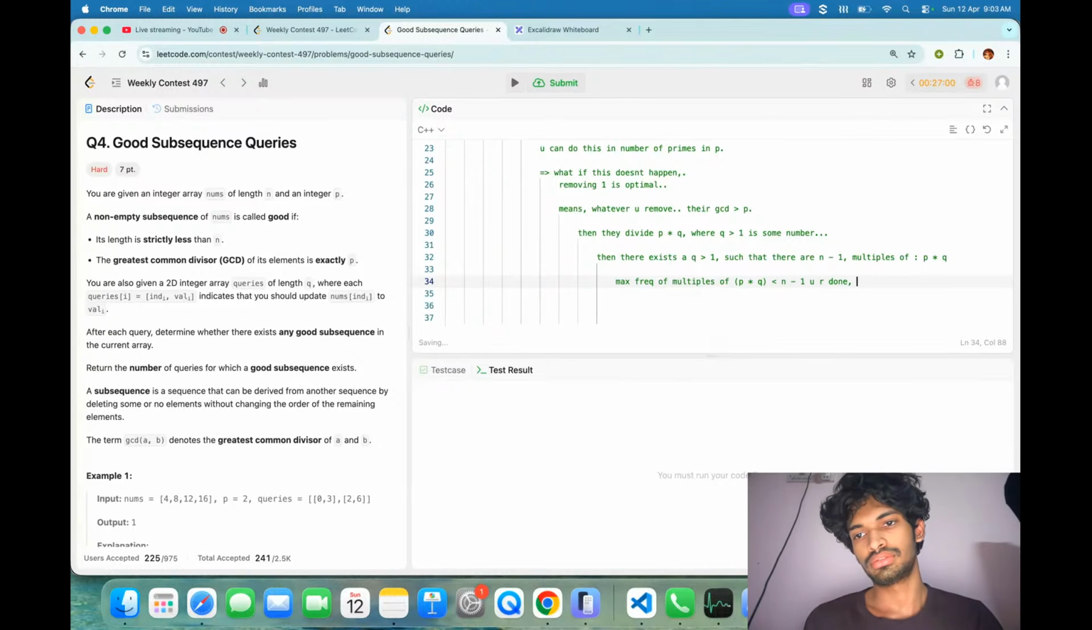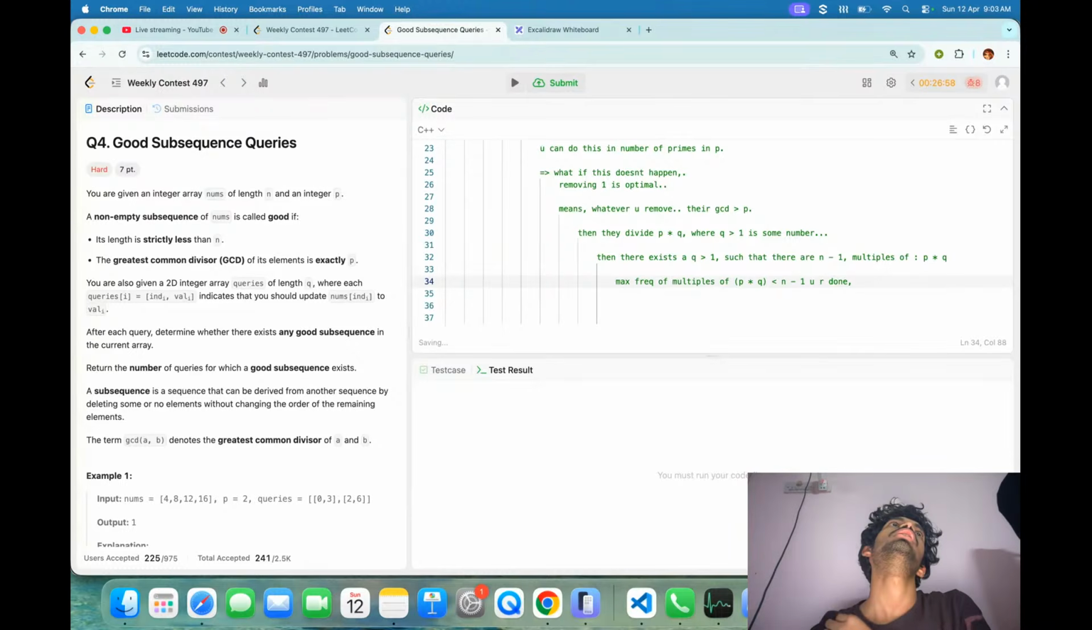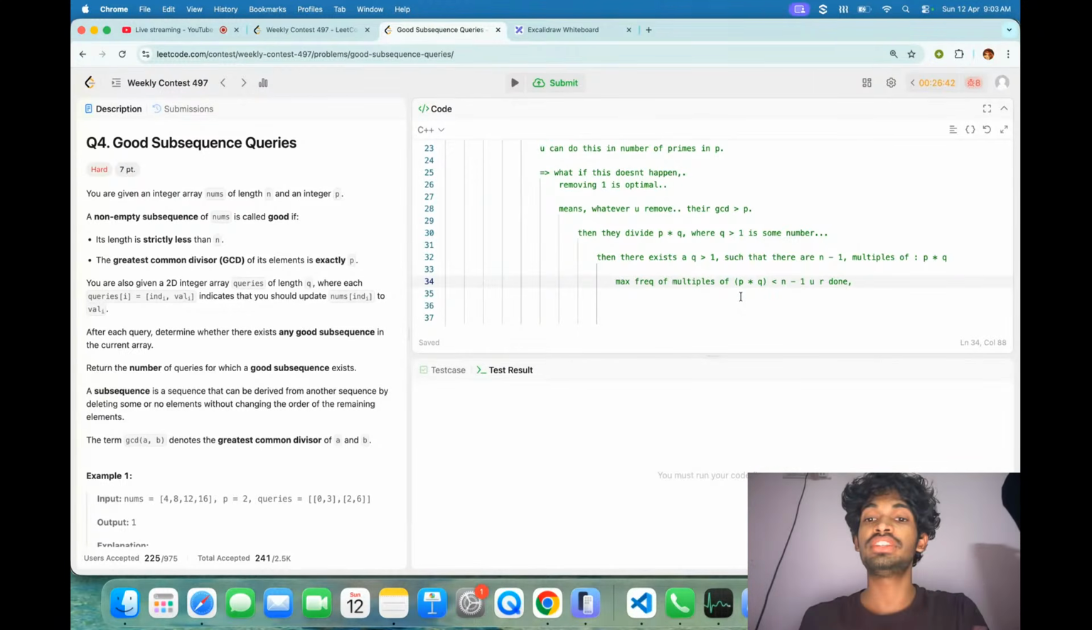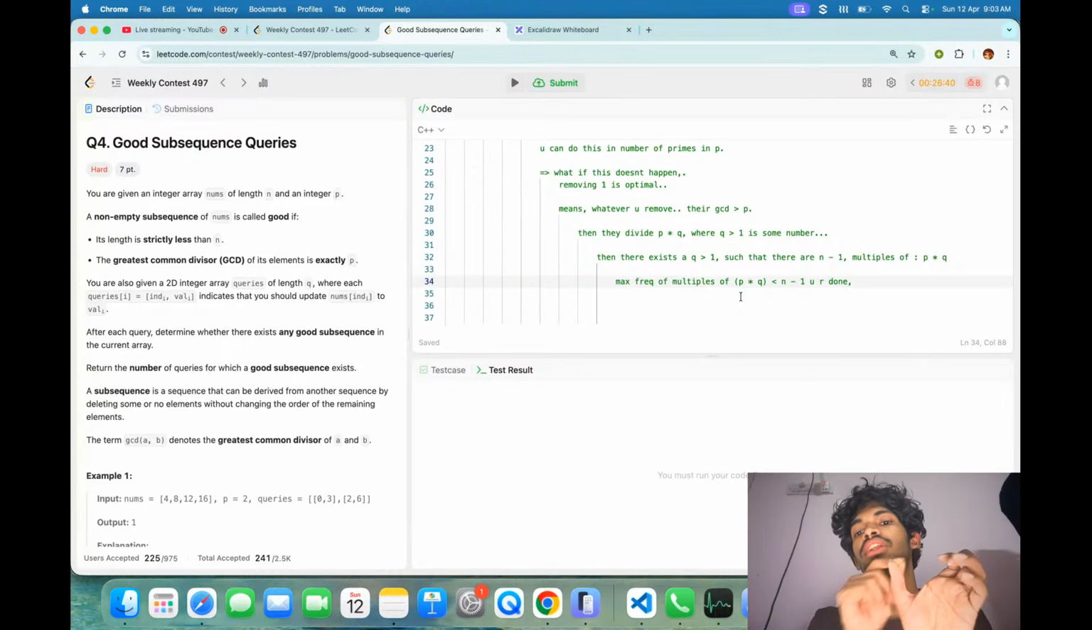Because there is no such Q. If there is no such Q, how can this be possible? This is a necessary condition, right? There are n minus ones. If this fails, then you are done, because then you can definitely remove something, and this is possible. But if this is not possible, that means there is some P times Q that's there in n minus one things, right? And it's not there in only one thing. You remove any other thing.